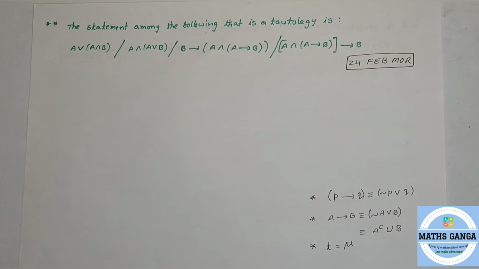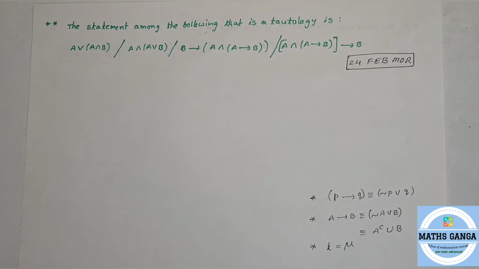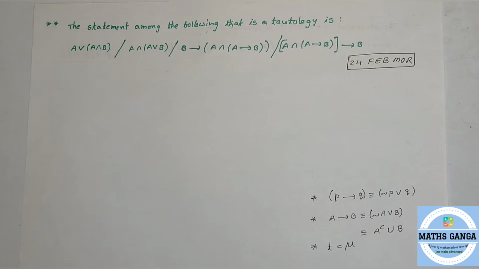First of all, read out the question, and then we need to conclude which of the following given statements is a tautology. There are four options. I mentioned here the four options and we need to conclude which of these four is a tautology, right? Since the question is about deciding tautology, A and B here are all statements, right?